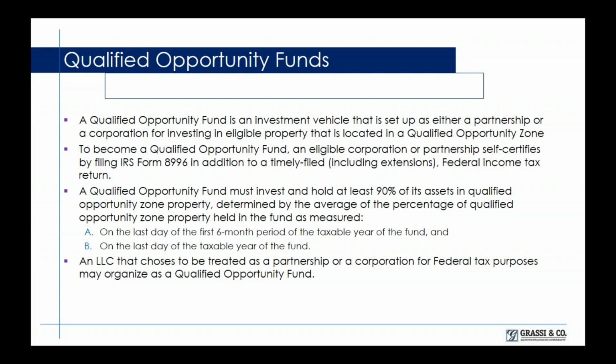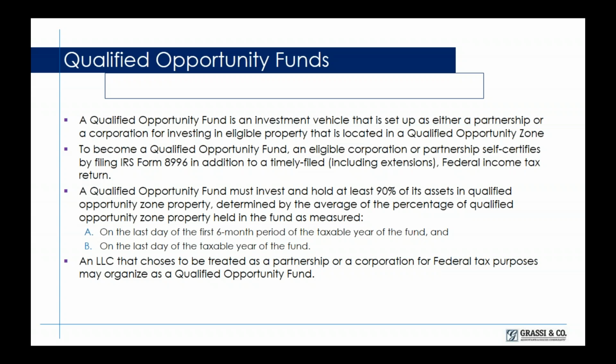To become a qualified opportunity fund, an eligible corporation or partnership self-certifies by filing IRS Form 8996, in addition with its timely filed federal income tax return. So there's no initial certification that needs to be done. As long as you're in the zone, you fill out this tax form and you file it with either your partnership or corporate tax return.